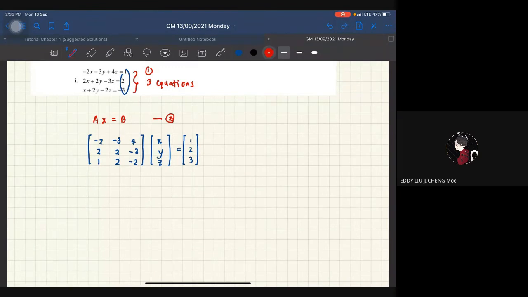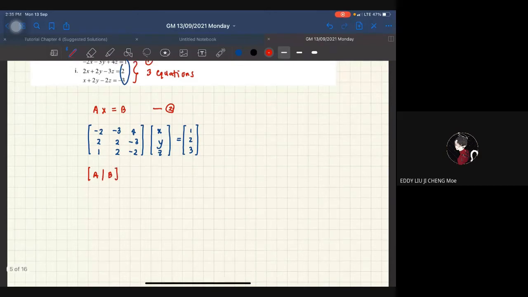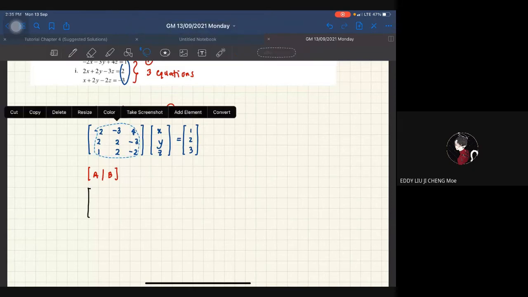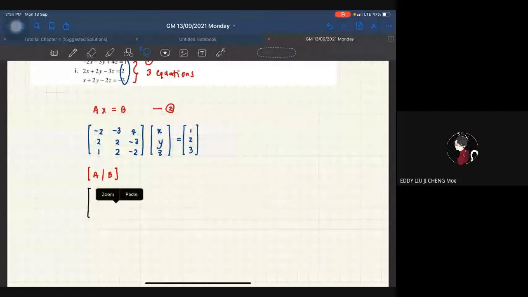Okay, so maksudnya awak just write awak punya matrix A. So matrix A is this one. So you just copy back and tulis balik dekat sini. Okay, and then you make a vertical line over here. And then just put your matrix B on the right. So awak ada 1, 2, 3 dekat sini.